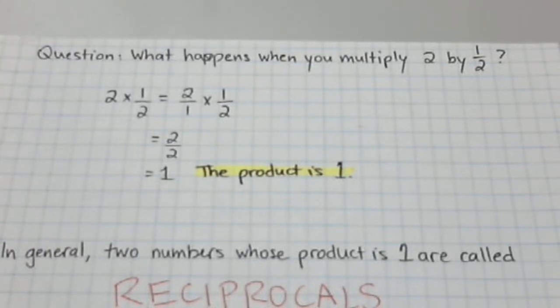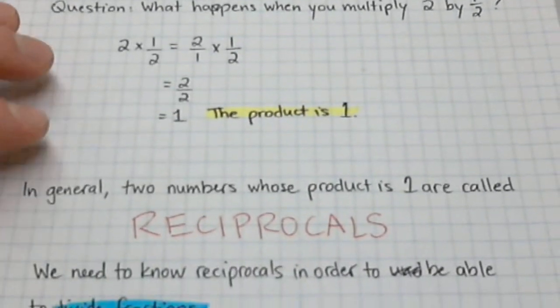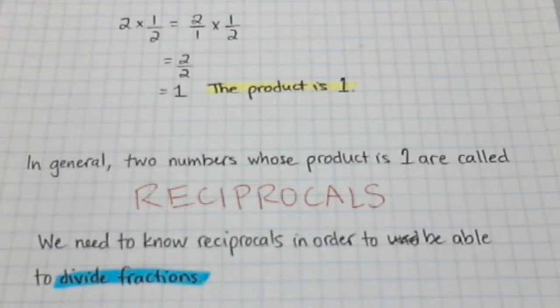Likewise, when you multiply 3 times a third, the product is 1; 4 times a quarter is 1; 5 times a fifth is 1. In general, we say that two numbers whose product is 1 are called reciprocals.